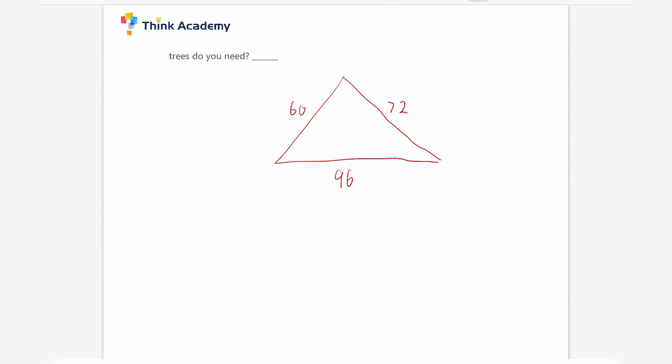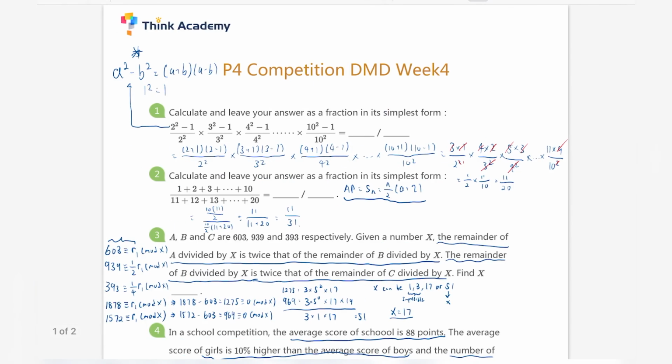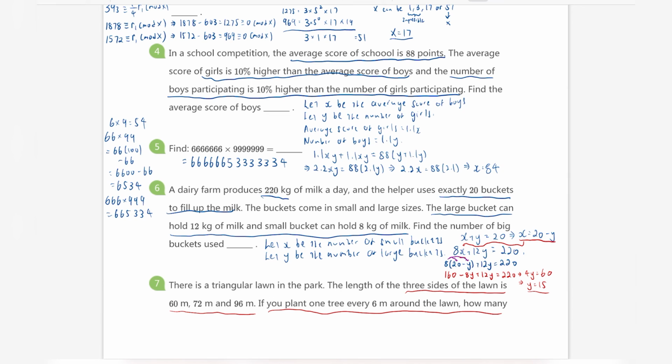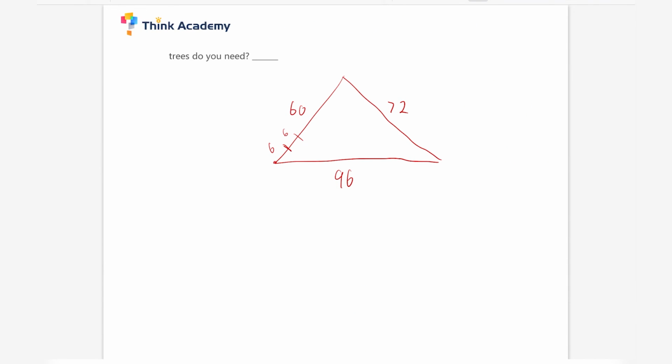We are going to find how many trees we need. We need a tree every 6 meters apart, right? Every 6 meters apart, in terms of the distance around the lawn. So maybe there's a 6 here, and then maybe there's another 6 here. Well, we can just add up the numbers, you realize. Over here in this case, it's really nice. All these are multiples of 6. So all we have to do is to take 60 plus 96 plus 72. We get 228. And then 228 divided by 6, we get 38 trees.